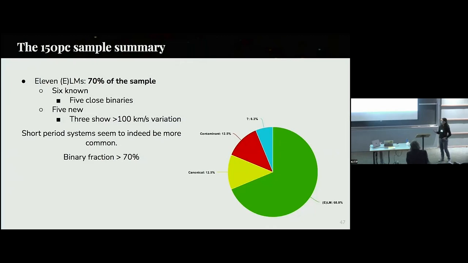We still haven't found a clear one coming from stable Roche lobe overflow. And the binary fraction, at least from this sample, seems to be at least 70%. So indeed, quite high, as one would expect. But of course, it's still all low number statistics, so stay tuned for the results for the full sample.